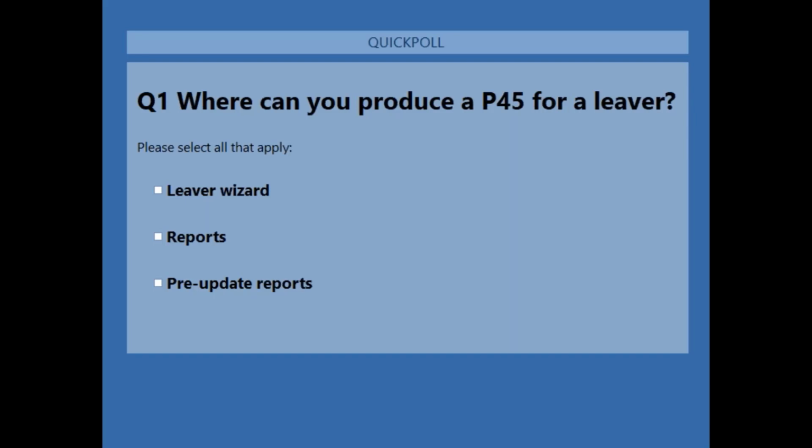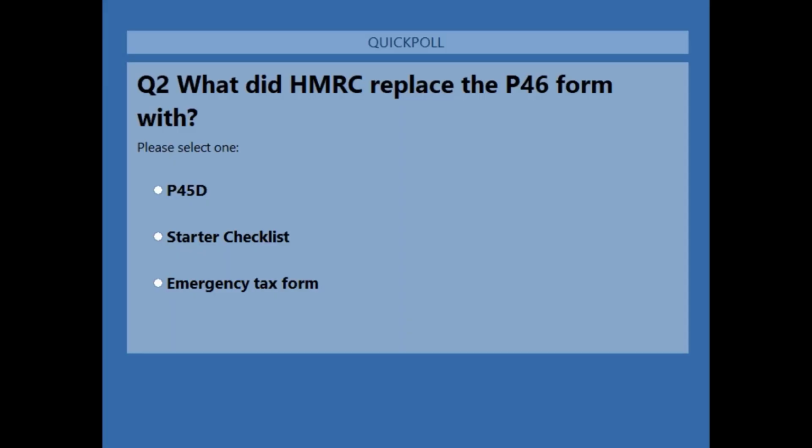Okay, that is the minute up, so let's close that one down. That was question one. Let's move on to question two. We'll launch this one now. Question two: what did HMRC replace the P46 form with? Was it a P45D? Was it a starter checklist? Or was it the emergency tax form? This is a single answer, so you only need to select one for this question.